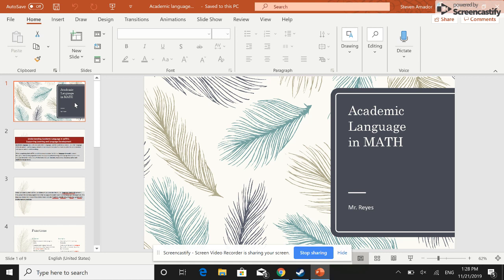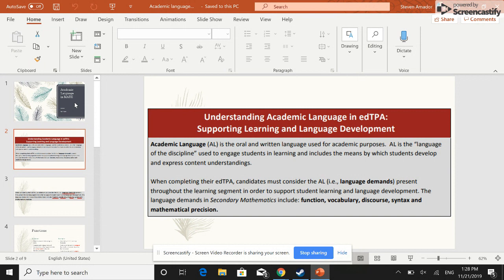Today we're going to be talking about what academic language looks like in math. First, I want to show you the definition of what the TPA is looking for in academic language for secondary math. It defines it as language demands, and it describes it in five components: function, vocabulary, discourse, syntax, and mathematical precision.